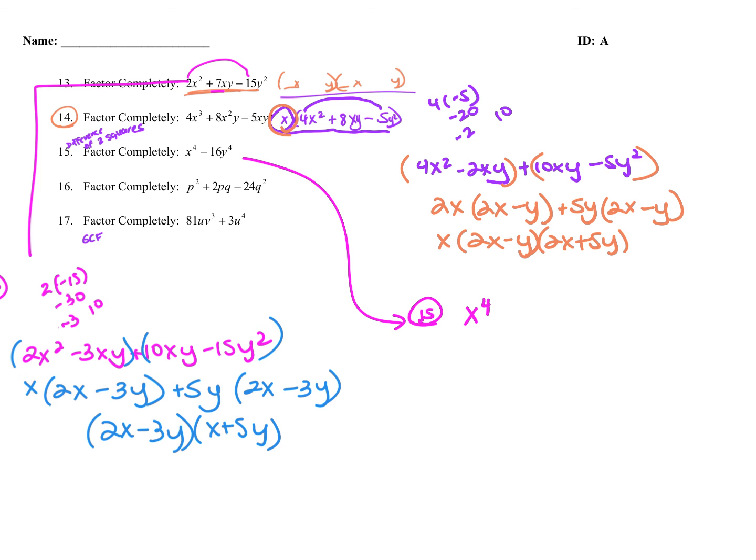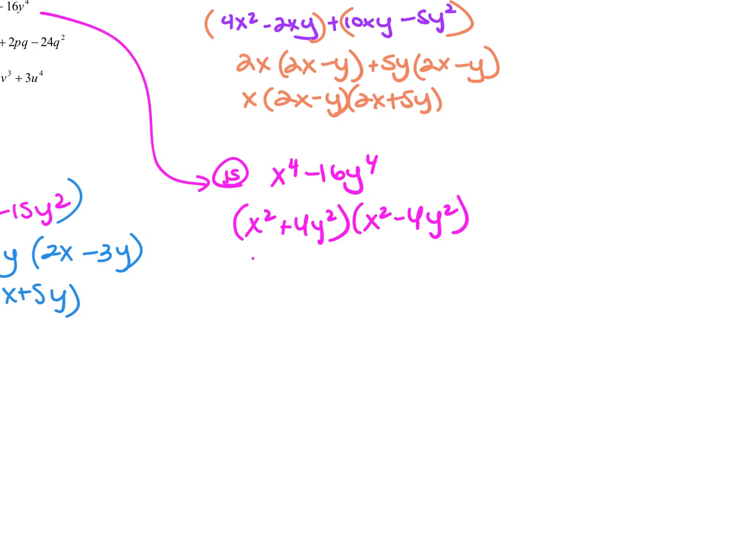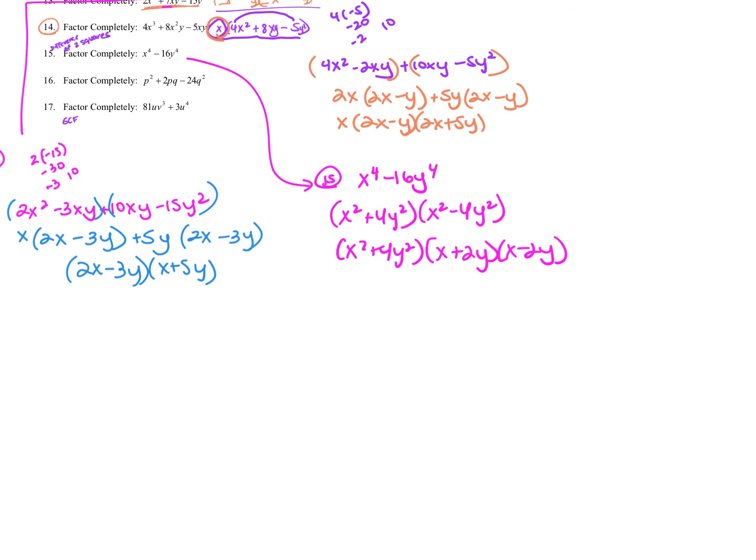Number 15 has x to the 4th minus 16y to the 4th. So this is the difference of two squares. This would be x squared plus 4y squared and x squared minus 4y squared. And then x squared plus 4y squared stays the same, but x squared minus 4y squared becomes x plus 2y and x minus 2y because it's also the difference of two squares.